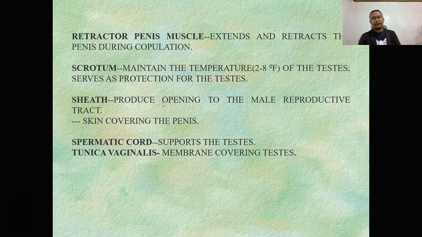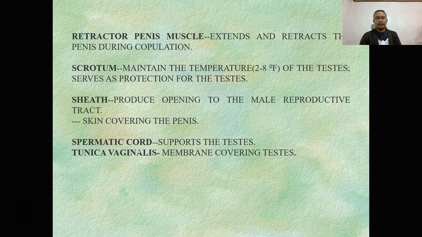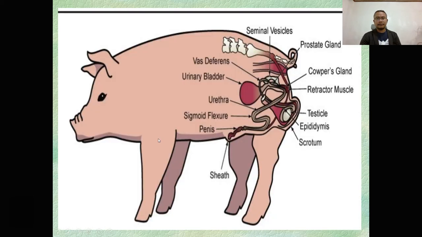Okay, next we have the sheath. The sheath is the opening of the male reproductive tract, or the skin covering the penis. So here is the sheath. It is the skin that covers the penis. Okay, the spermatic cord supports the testis. This is what is called the spermatic cord. Inside, the canal where the semen passes is called the urethra.